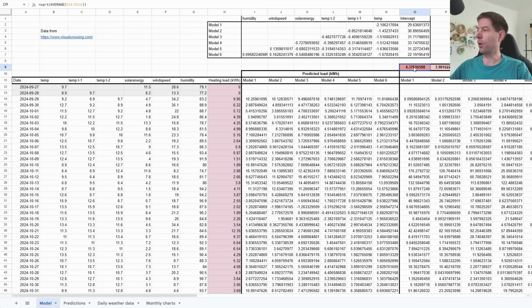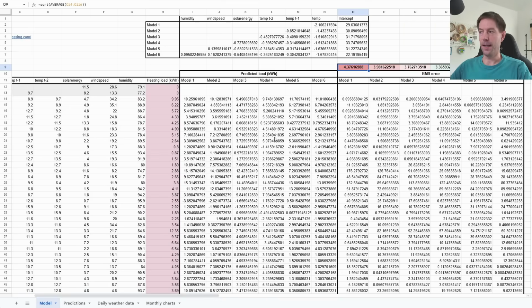And then in this box up here, this red cell, let me scroll across very slightly here. This cell here is the average. In fact, it's the square root of the average of all of these values here, right? These are the squared differences for each day between the actual heating load and the predicted heating load. I've averaged those, and then I've taken the square root of that. So this is what's called the root mean squared error, and this is a measurement of how good a particular model is at predicting outcomes.